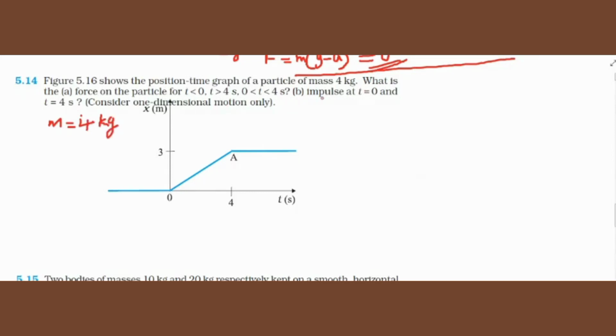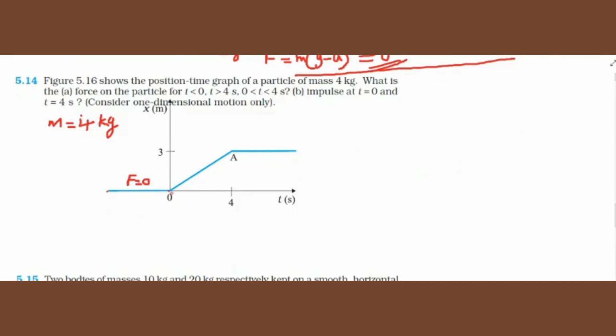Then what is the force on the particle when t is less than 0, t between 0 and 4 seconds, and t greater than 4? 3 cases. How much is the force? First of all, you have to see this graph. This graph is a position-time graph. A position-time graph horizontal, parallel to the time axis, means the object is at rest. Object at rest means there is no force, it is in equilibrium, force is equal to 0.